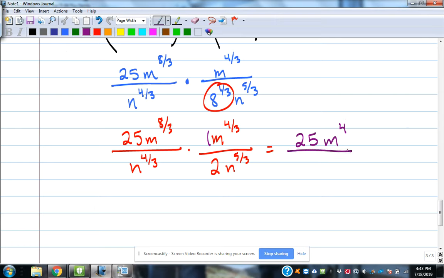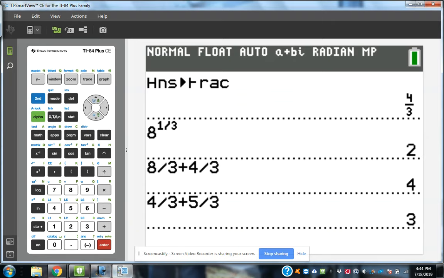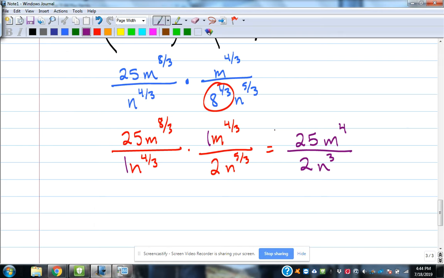On the bottom part, same thing. Got a 1 in front of that n. The 1 times 2 is 2. And then n to the 4/3 times n to the 5/3. Those are the same base, the n's. So I can add the exponents. 4/3 plus 5/3, which would be n to the 9/3, which 9 over 3 is 3. 4 over 3 plus 5 over 3, 3. And I'm done. I've simplified as far as it'll go.